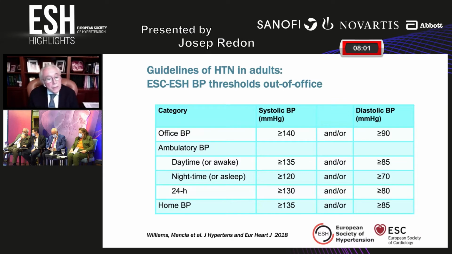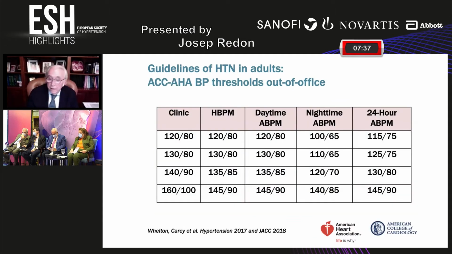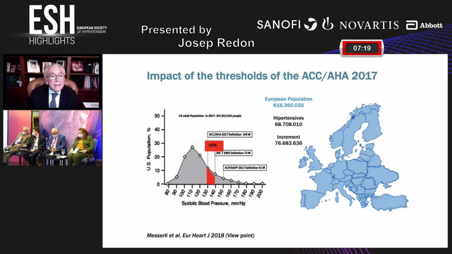This is translated to the ambulatory blood pressure monitoring. The guidelines of the European Society of Hypertension establish that the thresholds to define hypertension by ambulatory monitoring is daytime equal or higher than 135, the same as in home blood pressure, and they consider normal in nighttime below 120. But of course here, there are also differences. You will see the corresponding value to the 130 in the American College of Cardiology, that is 24 hours ambulatory blood pressure monitoring.